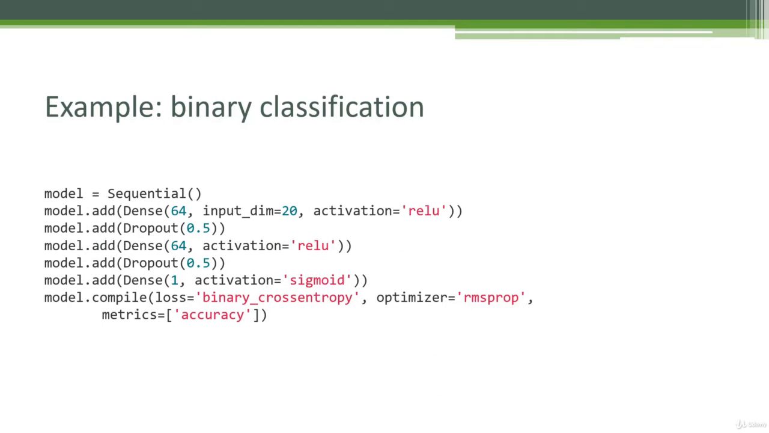Another type of classification problem is binary classification. Maybe you're trying to decide if images are pictures of males or females. Maybe you're trying to decide if someone's political party is Democrat or Republican. If you have an either-or sort of problem, then that's what we call a binary classification problem.